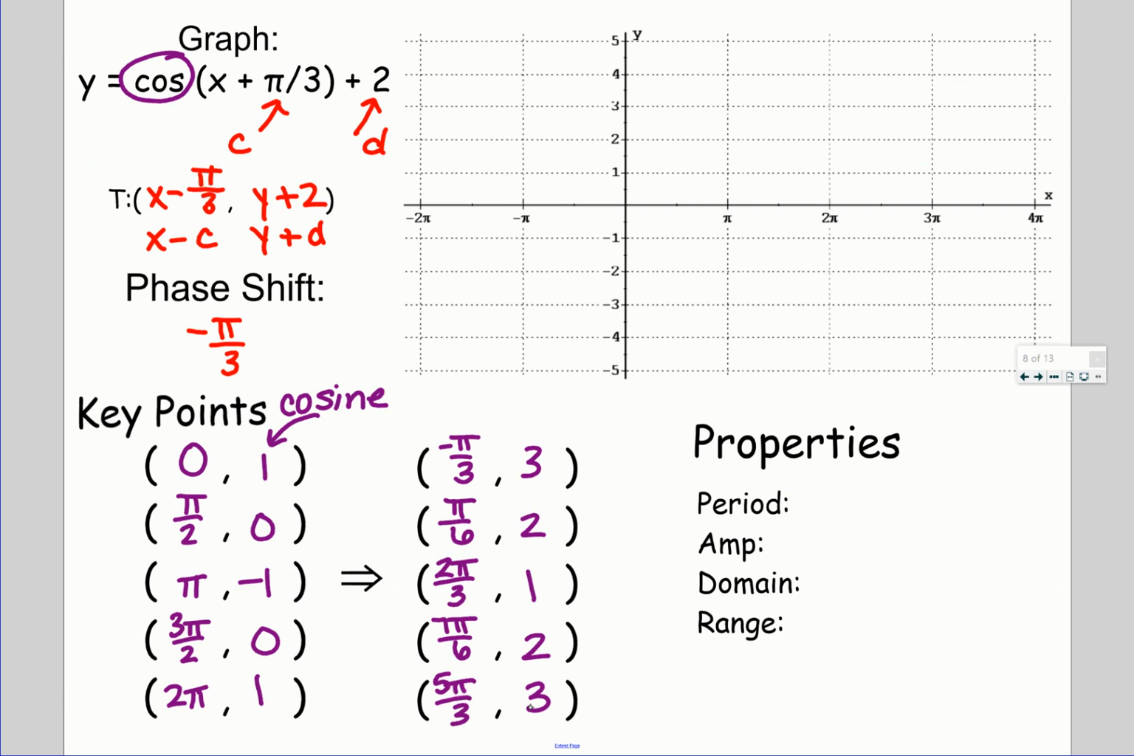Negative pi over 3, so about 1/3 of the way over. Oh, not there though. I'm up at 3. There we go. Okay. Pi over 6, so that's approximately 1/6 of the way to pi. I'm at 2. 2/3 of the way to pi, I'm at 1. 7/6, we know that's a little bit bigger than 1, so I'm past pi, and I go back up to 2. And then 5/3, we can think of that as 1 2/3. I'm back up to 3. Okay, and then that is one period of the graph.